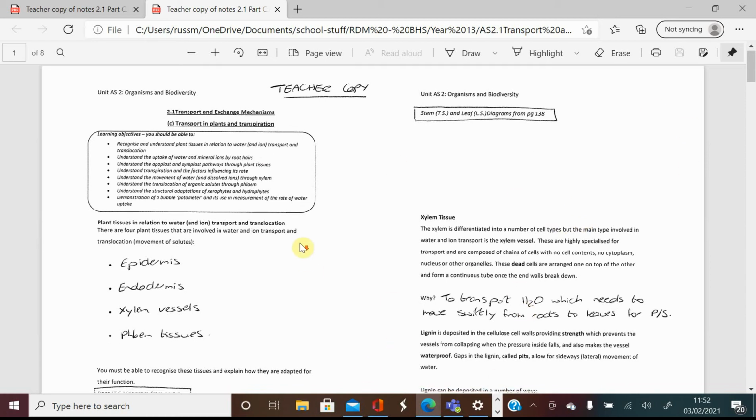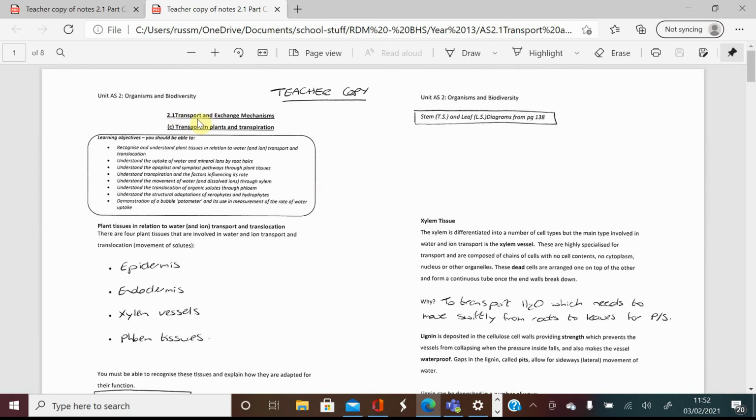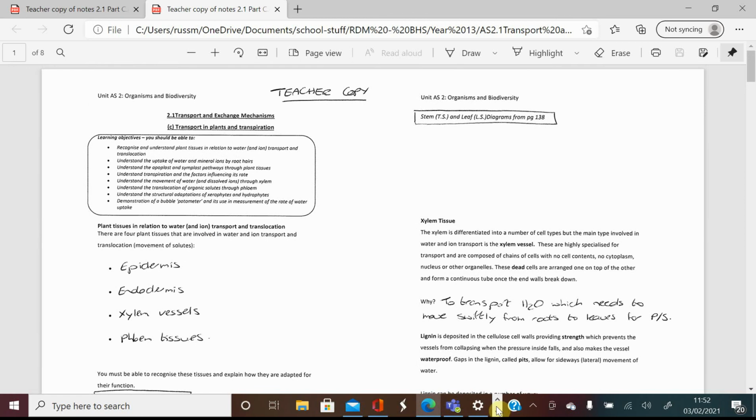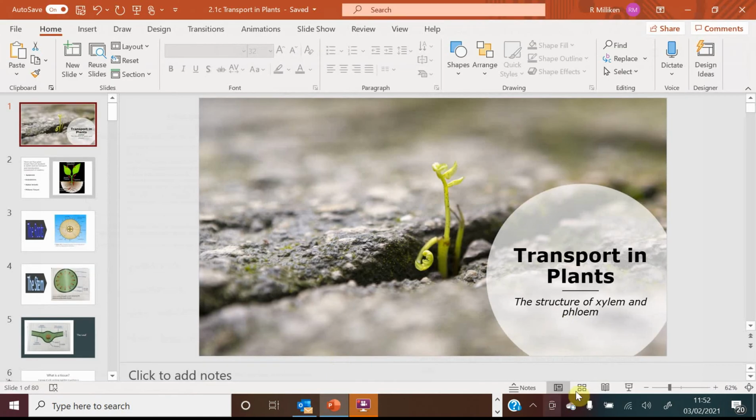Okay, so you should have this booklet available to you, I hope, which is 2.1c. I'll be dipping in and out of this, and I've also got it on this PowerPoint. So we'll start with this. Transport in plants, structure of the xylem and phloem.